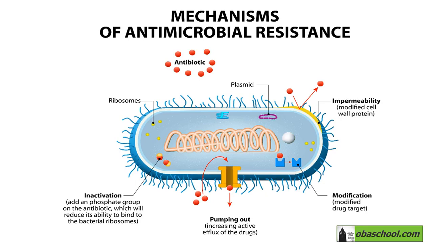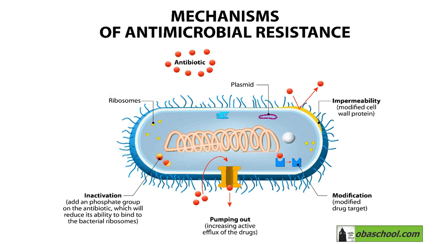Moreover, they can create pumps which force the antibiotic outside the bacterial cell. Finally, they can inactivate the antibiotic by adding a phosphate group to it. Once they tag it with a phosphate group, the antibiotic will no longer be able to bind to the ribosome.